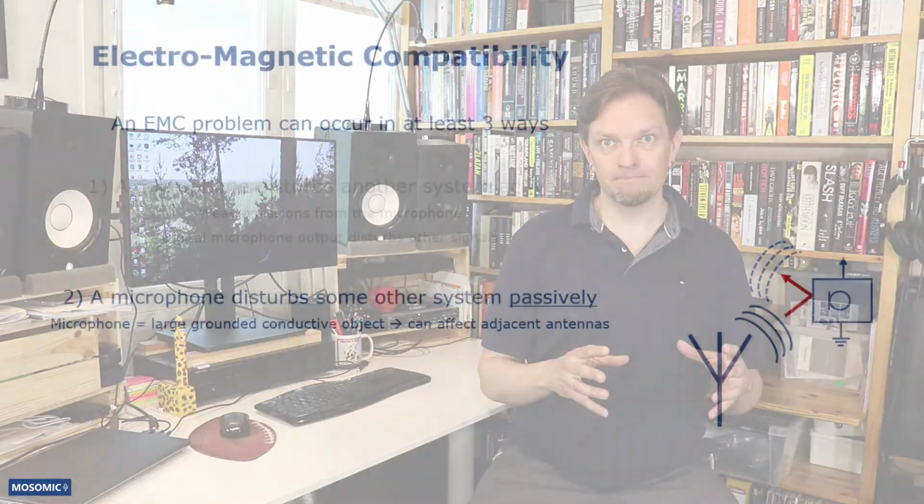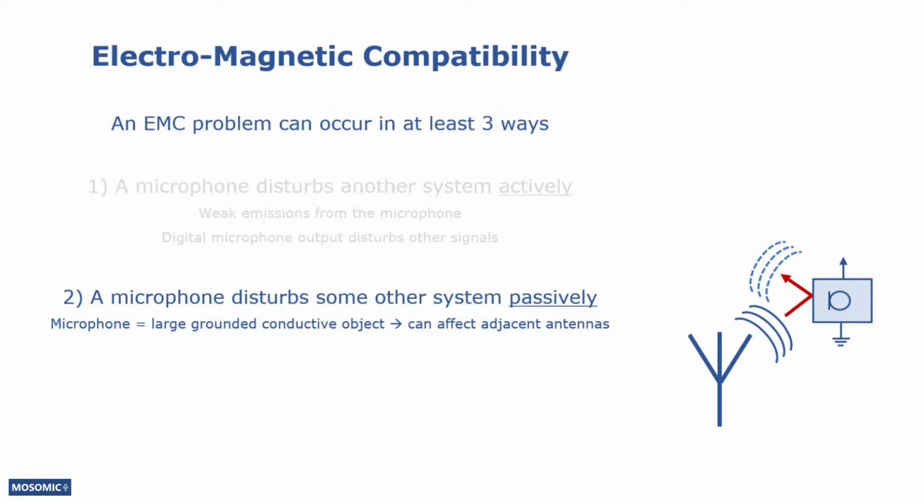The second way an EMC problem can occur is that the microphone disturbs some other system in the device passively. Passively means here that the microphone disturbs the other system without emitting anything. A microphone, with its built-in Faraday cage, is a relatively large, grounded conductive object. It can passively cause reduction in antenna performance if it happens to be in the wrong spot in relation to the antenna. The third type of EMC problem is that some other system in the device disturbs the microphone.